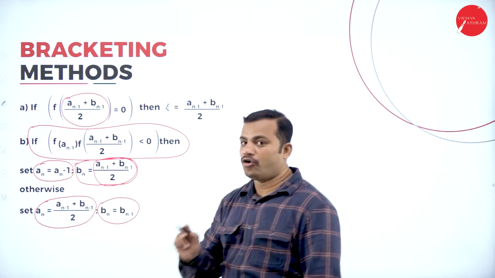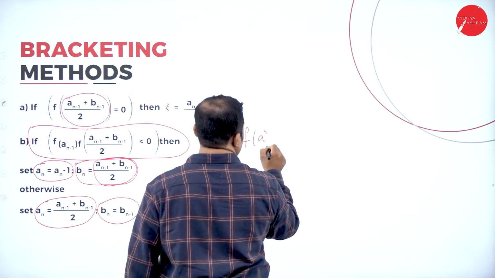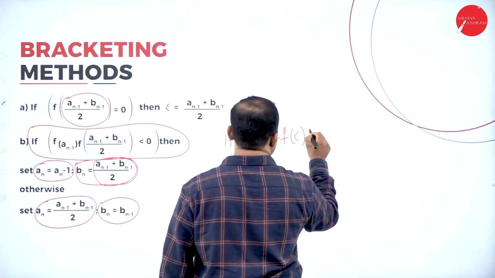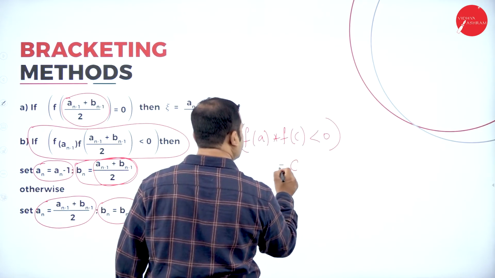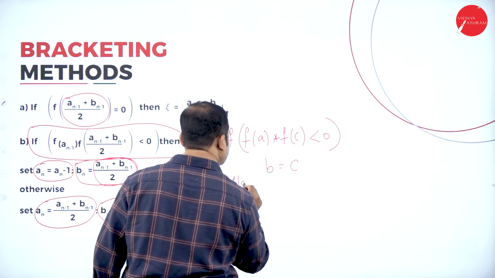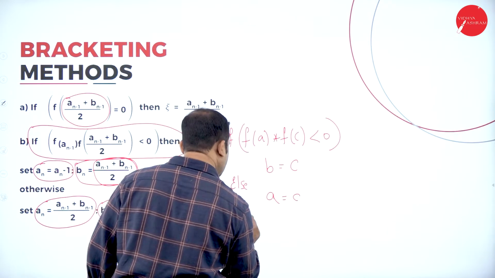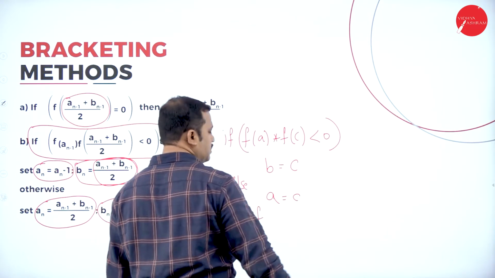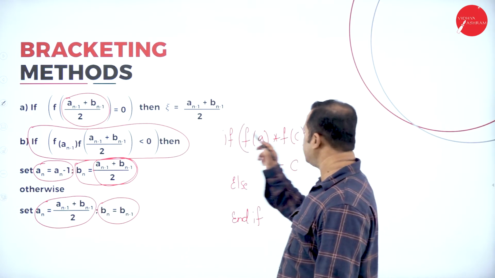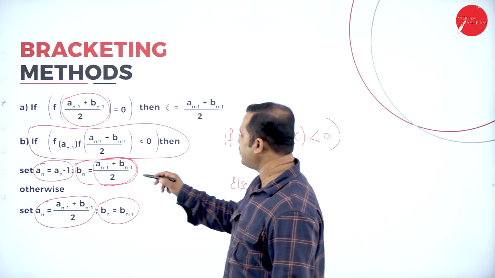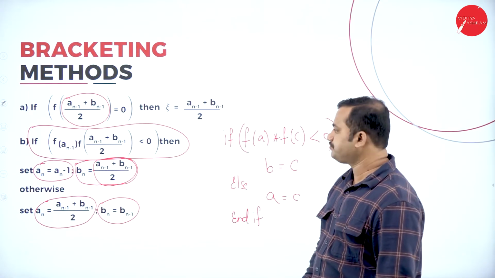As I have already discussed with you, if the value of f of a into f of c is less than 0, what do we do? We will assign the value of c to b, else we will assign the value of c to a. This is the condition I am using here. So in this case, I am using the same properties here. If it is less than 0, I will assign the c to b, else I will assign the value of c to a. The same thing is followed here.